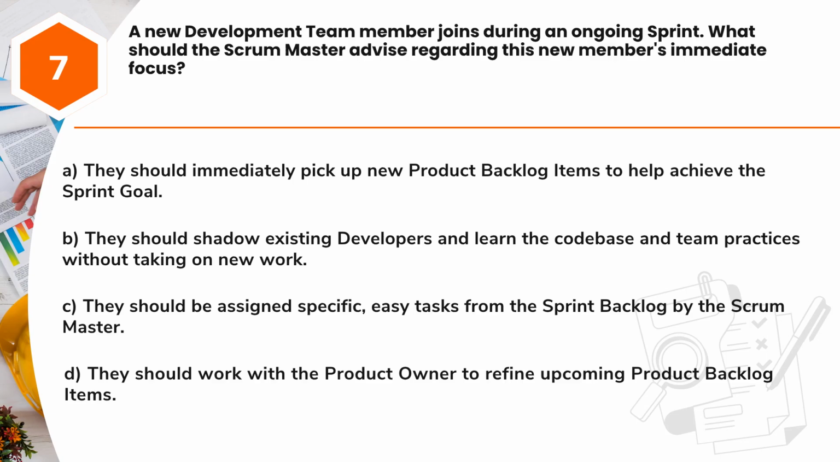Question 7. A new development team member joins during an ongoing sprint. What should the Scrum Master advise regarding this new member's immediate focus? A. They should immediately pick up new product backlog items to help achieve the sprint goal. B. They should shadow existing developers and learn the codebase and team practices without taking on new work. C. They should be assigned specific, easy tasks from the sprint backlog by the Scrum Master. D. They should work with the product owner to refine upcoming product backlog items.